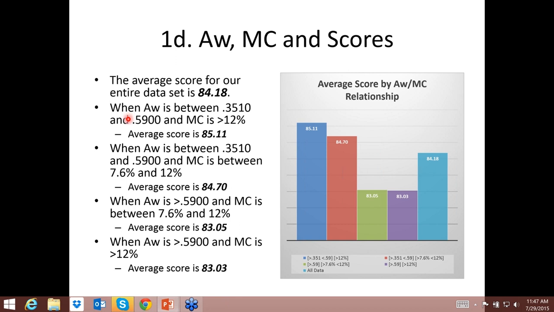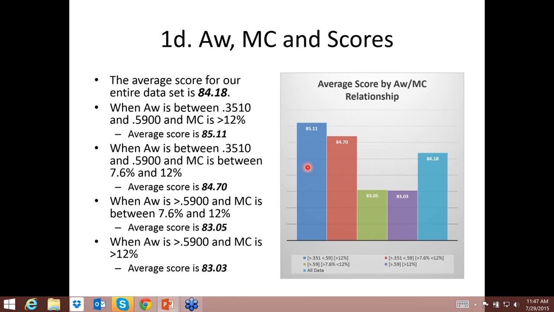Now, these next two both represent an inversion of that relationship. Now what we're going to say is, what happens when water activity is high, above 0.59, and the moisture is in a good range? That's what we're looking at here, and all of a sudden we hit 83.5. Not a horrible score, but a little bit over a full point under the average for everything, and all we've done is reverse the predominant index that we're looking at. And then again, when both water activity and moisture are high, we've got 83.03.